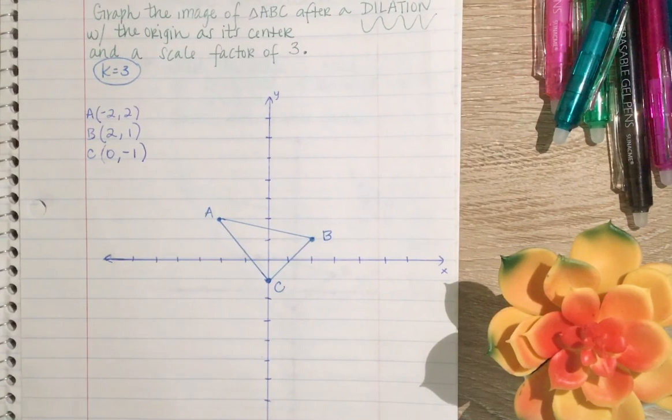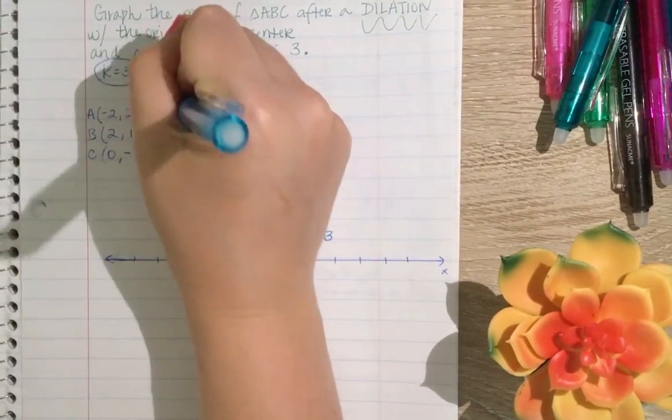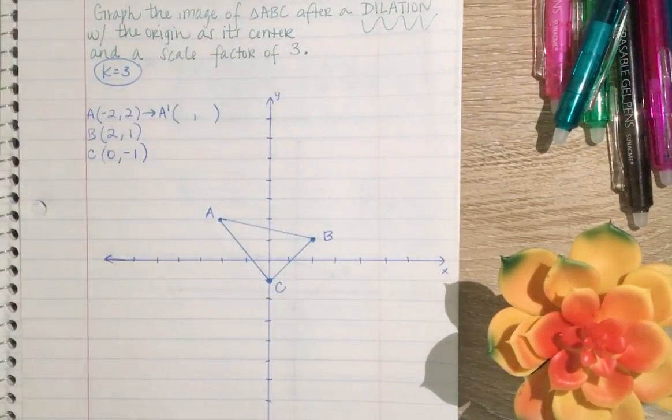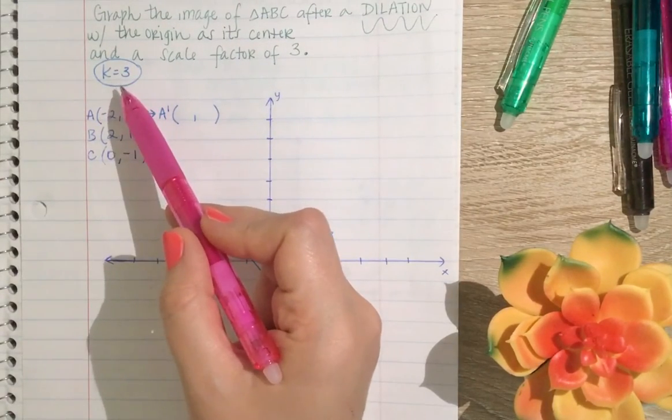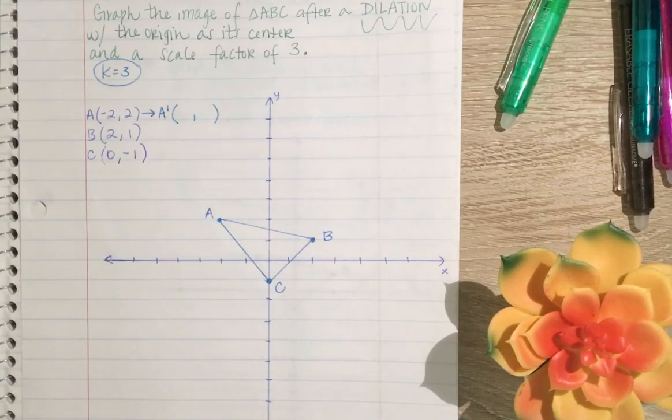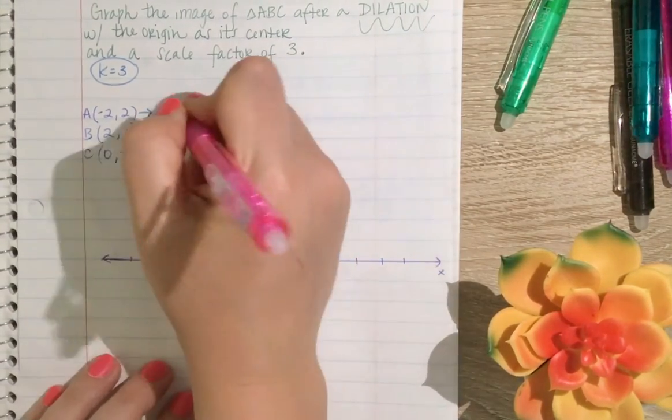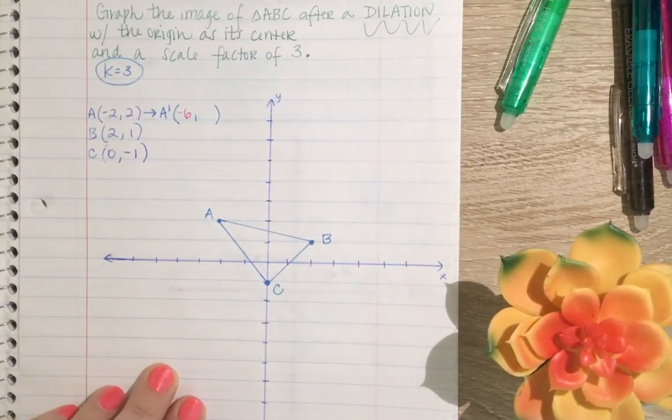So then we use our scale factor. Our scale factor is k equals 3. So what you're going to do to get your primes, to get your image, is take your points. For our A prime, we need a new point. Let me grab a different color here. You're going to take the scale factor and you're going to multiply every number with that scale factor. So 3 times -2 is -6. 3 times +2 is +6.